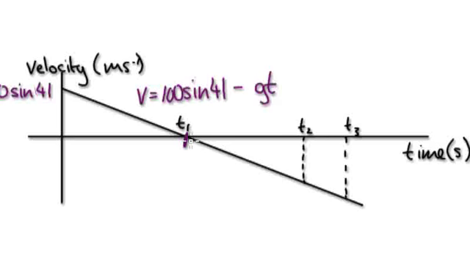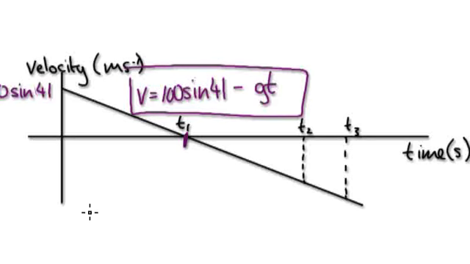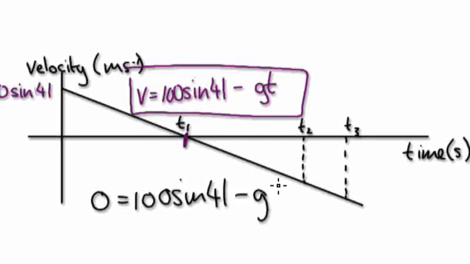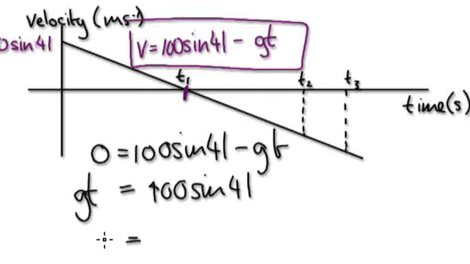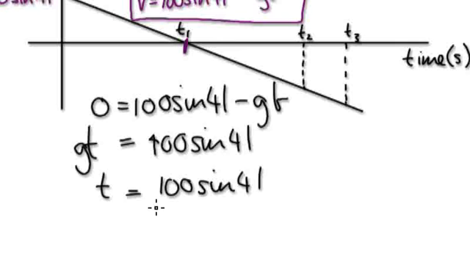So this is when it reaches maximum height. The time it takes to get to maximum height would be, well, use this formula here. So it would be 0 equals 100 sine 41 minus gt. So work out t, the time that it takes to get to maximum height. So it will be gt equals 100 sine 41, and then divide both sides by g. So it will be 100 sine 41 over g.